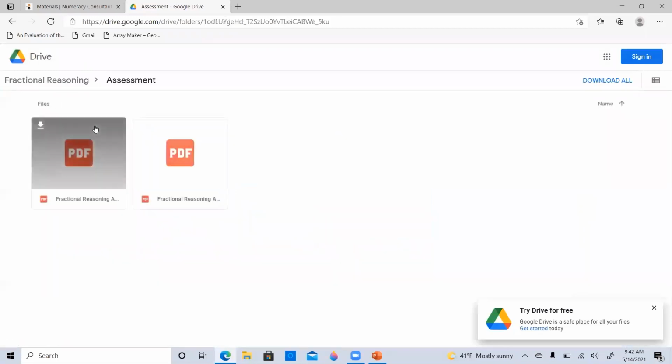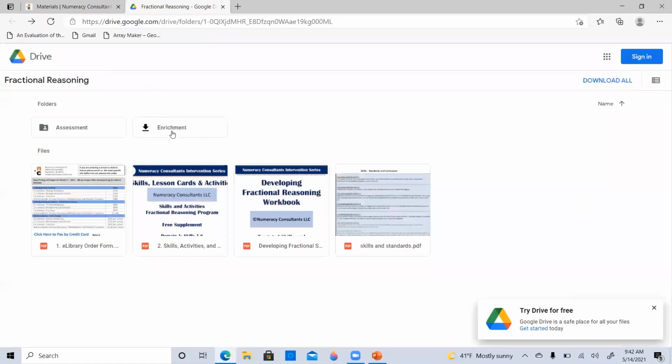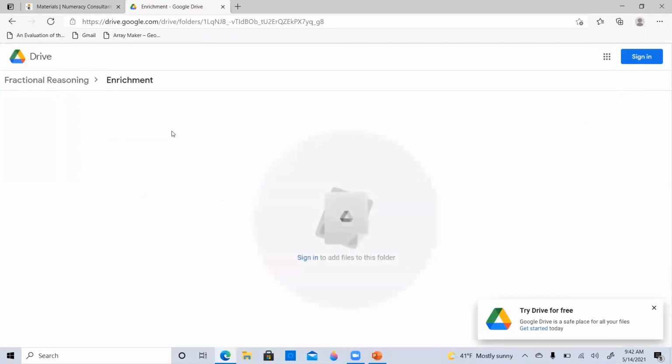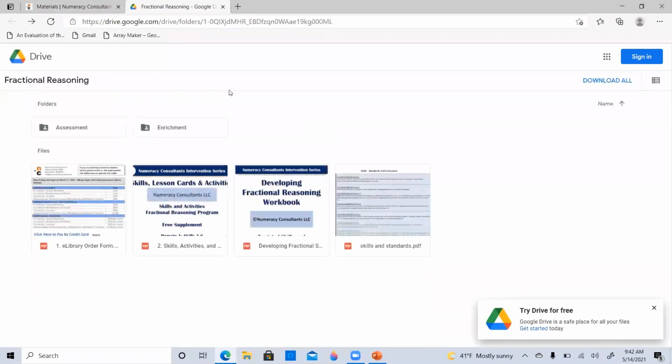The assessment is here, so you are able to go through the assessment and get it there. There's nothing in the enrichment folder yet, but in another month, when there's time, it will be filled with probably 15 to 20 different enrichment-type activities. They may have little videos to show you how to do them as well, and they're things that will help with fraction sense.